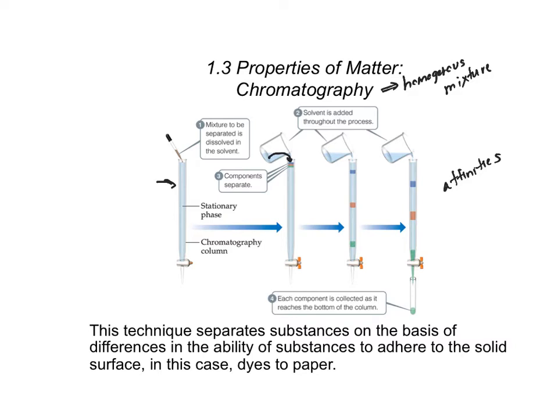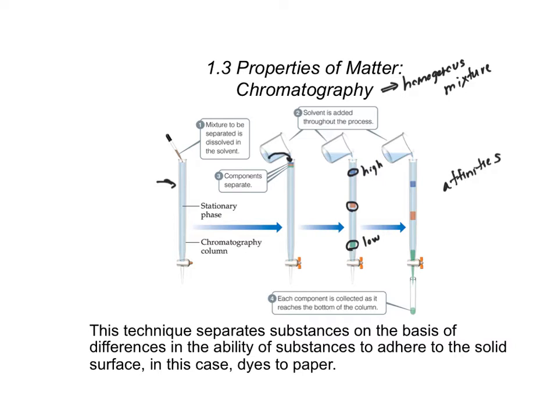So for example, things that have a very, very high affinity for whatever's in that solid phase will stay at the very top of the column. So these guys have very high affinities, whereas things that have very low affinities, don't really like to participate with the column at all, will essentially move very quickly down the column, okay? Things that are in the middle kind of stay in the middle, okay?